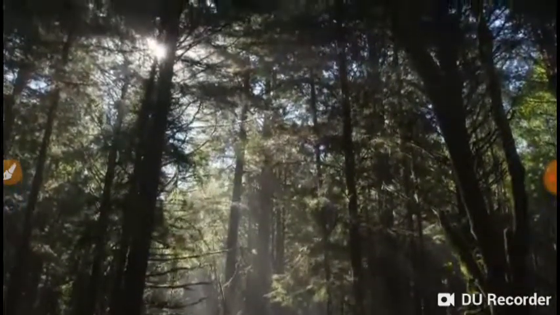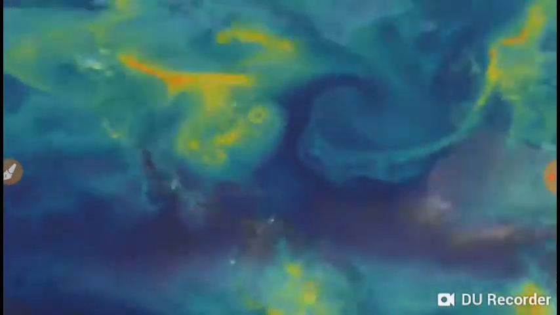GEDI will tell us how tall the trees are. By knowing how tall they are, we will know how much they weigh. By knowing how much they weigh, we will know how much carbon is being lost into the atmosphere.